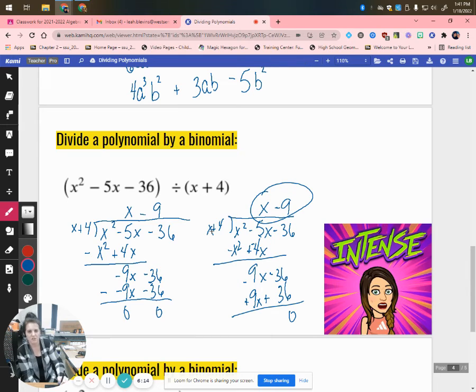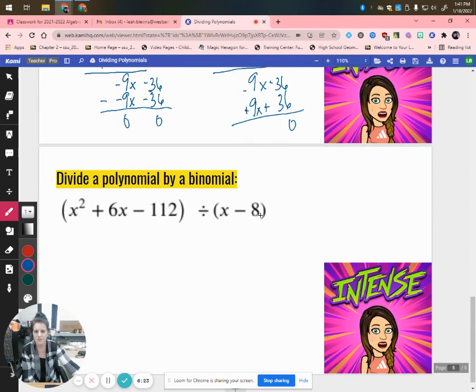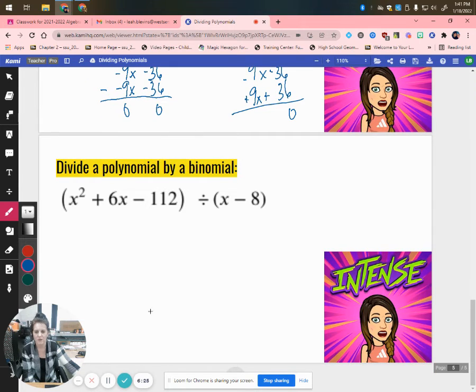And again, we should be able to check that. x minus 9 times x plus 4 and see that it multiplies back out to give me x squared minus 5x minus 36. So I would like for you to pause the video and try this next problem.